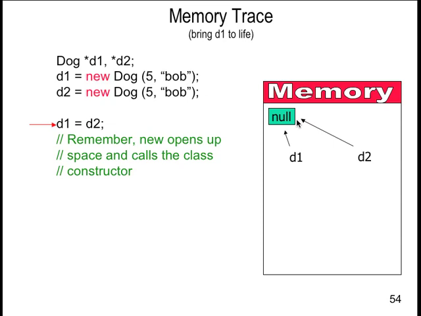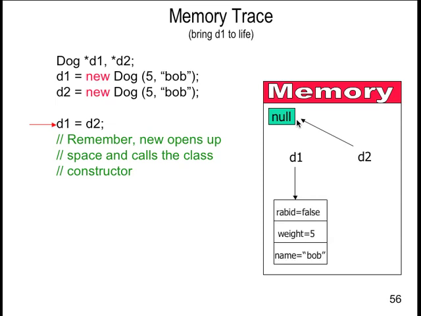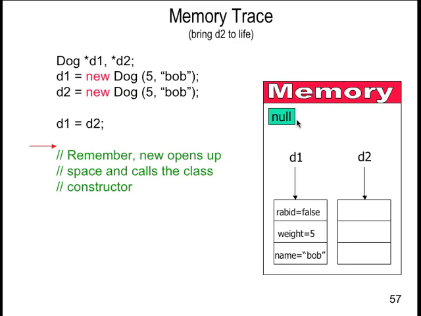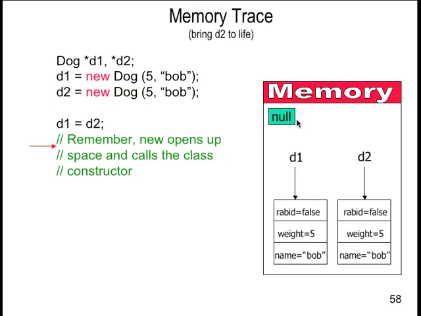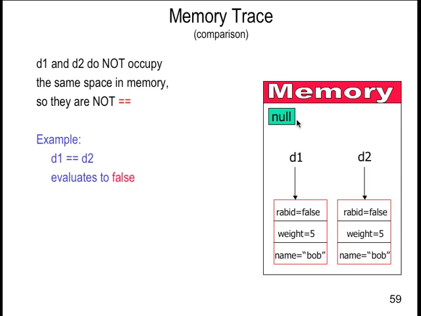So remember, new opens up the space and calls the class constructor. It actually creates it. Here's D1. And now we have rabbit is equal to false, weight is equal to 5, and name is equal to Bob. And remember now, new opens up D2. We have that. Now D1 and D2 do not occupy the same space in memory, so they are not really equal.